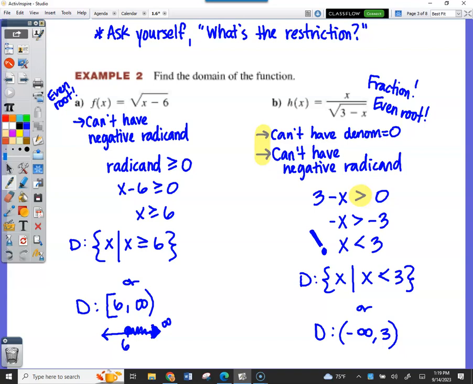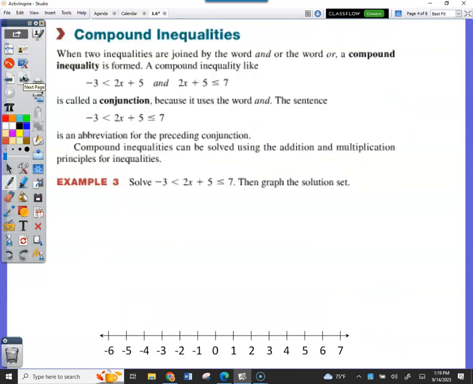The domain stuff's going to come up several times, so try to keep that fresh in your mind, okay? It doesn't change. Fractions can't have 0 on the bottom. Even roots can't be negative underneath. I think that was it. Odd roots don't have restrictions. Absolute value doesn't have restrictions.